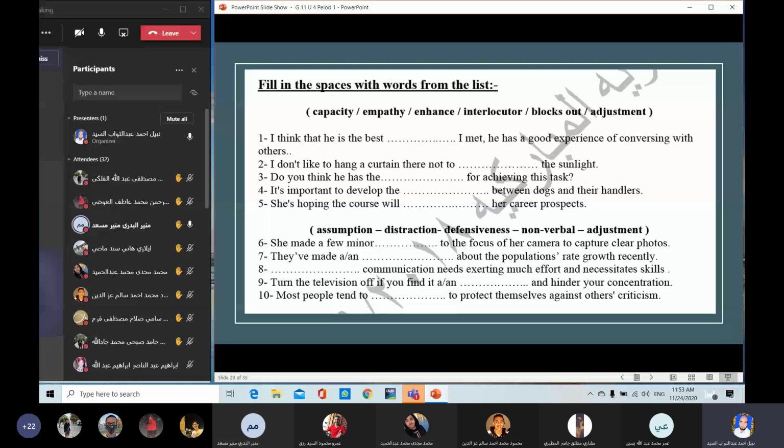Good. Mina, number 7. They have made a yes, teacher. They have made growth about the population rate recently. What have they made?